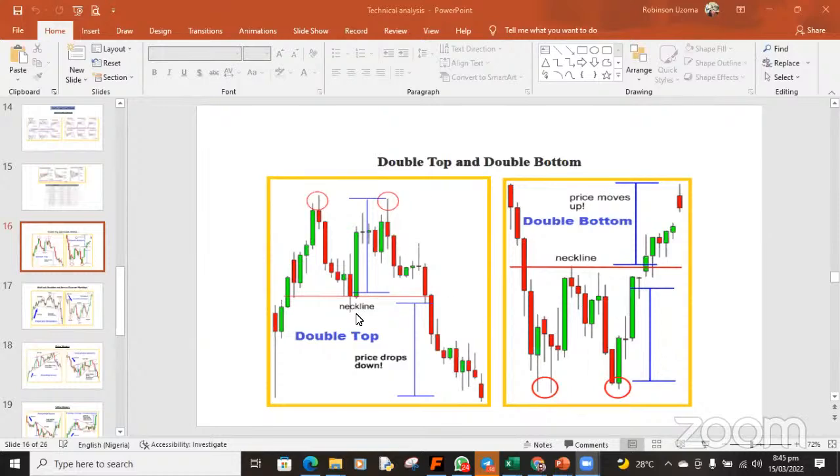The same thing that occurs in double top is the reverse in the double bottom. It has the first bottom here, and then the second. Now the market goes to create the W, which is the neckline here.